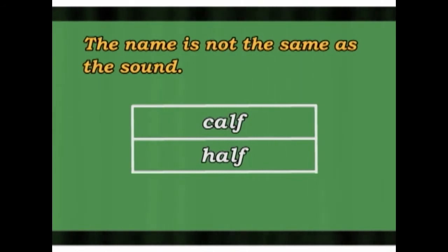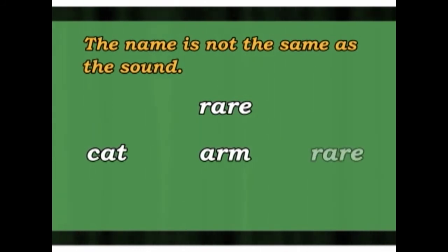Let's look at one more sound before we finish. How do you pronounce this word? R-A-R-E. Rare. Air. So today we've looked at A, as in cat, R, as in arm, and air, as in rare. How do you pronounce this word? D, A, R, E. Dare.